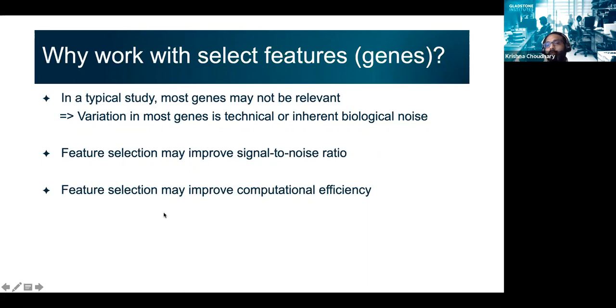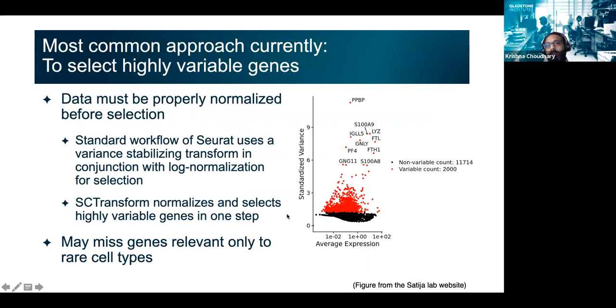And it may also improve computational efficiency, because we will be reducing the size of our data for downstream steps. So it can improve computational efficiency. So those are the reasons to do feature selection. And now, it raises the question of how do you select those features?